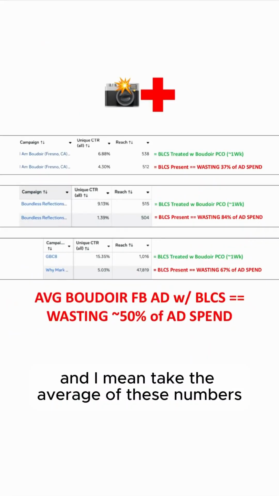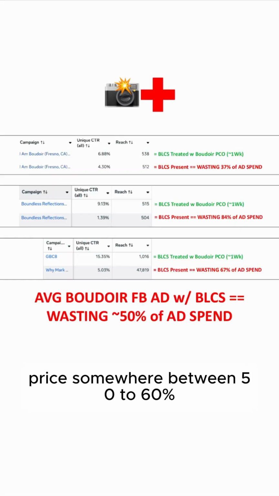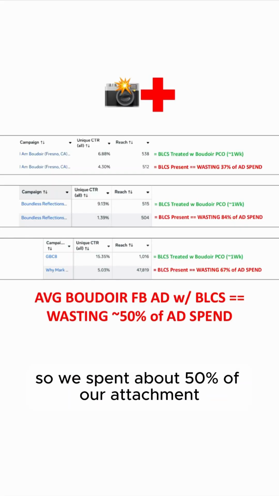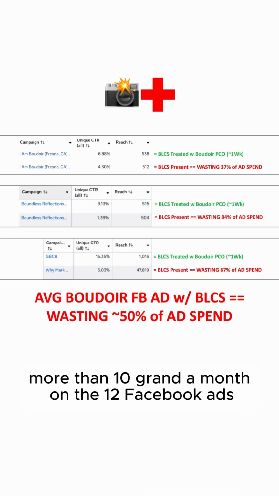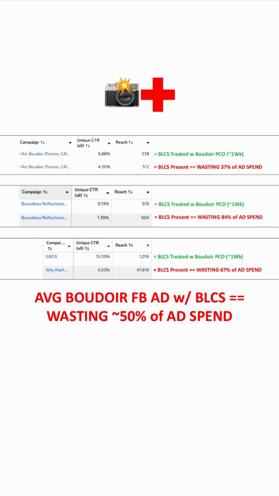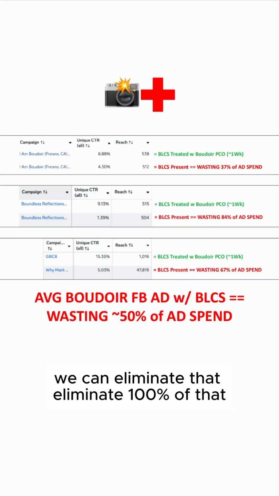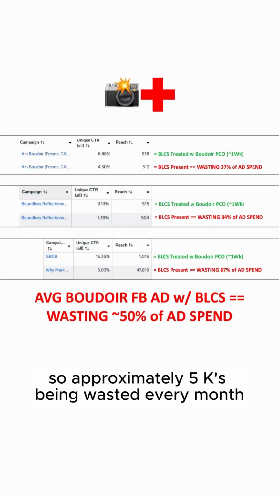Take the average of these numbers, probably somewhere between 50 to 60%. So wasting about 50% of its ad spend, that means if you're spending more than 10 grand a month on Boudoir Facebook ads, then they are literally 5K is being wasted every single month. We can eliminate that, eliminate 100% of that. So approximately 5K is being wasted every month.